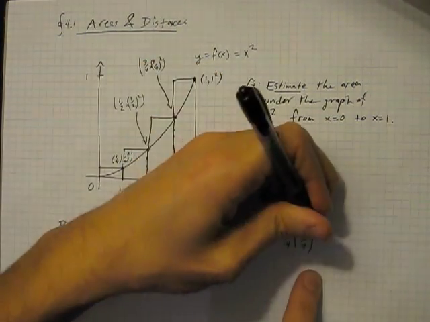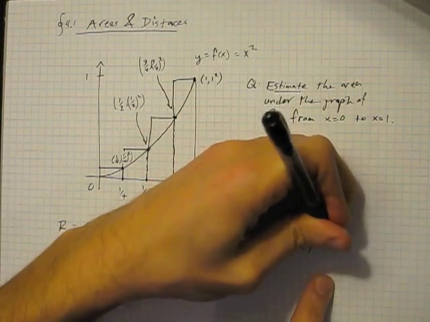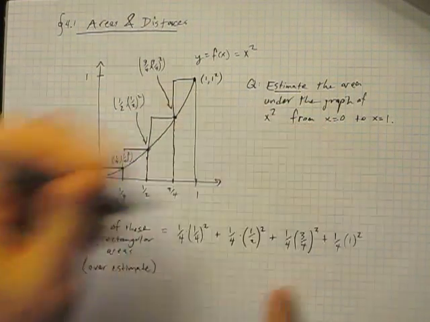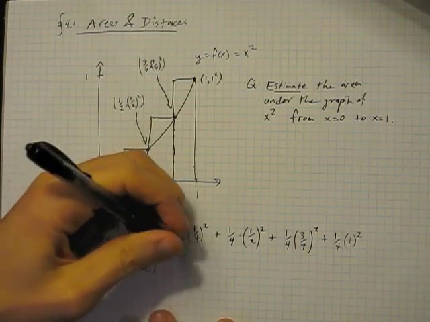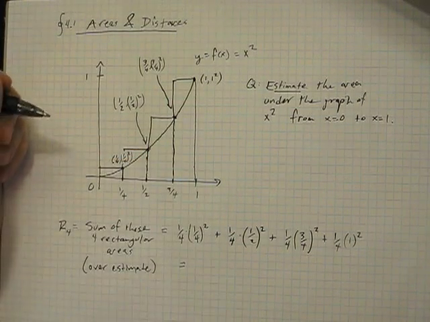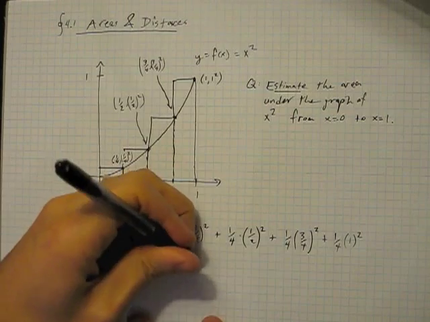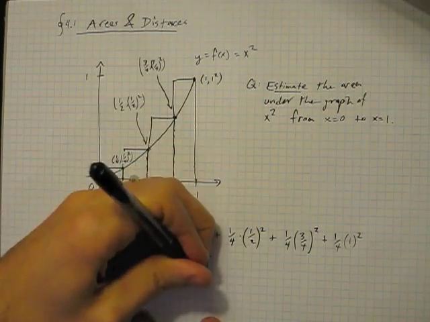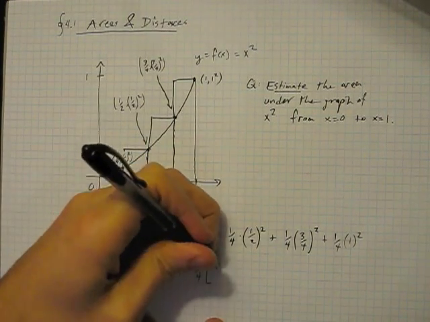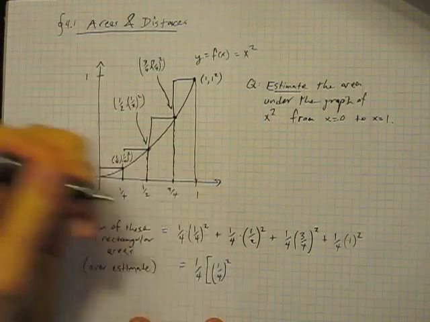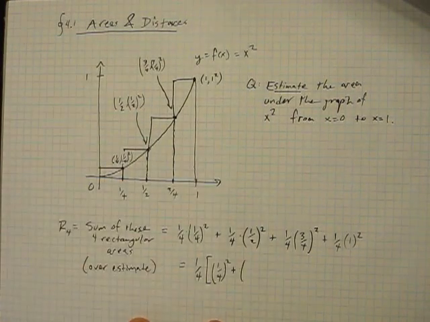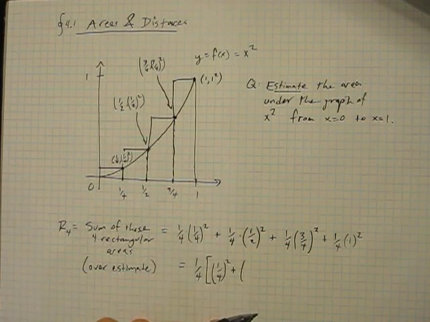And the area of the fourth rectangle is 1/4 times 1 squared. Okay. Now, just to be pedantic about this, I'm going to factor this 1/4 out here, and I'm just going to look at so we have 1/4 squared. Okay. And then I'm going to do something silly for later, but I'm going to do it now.